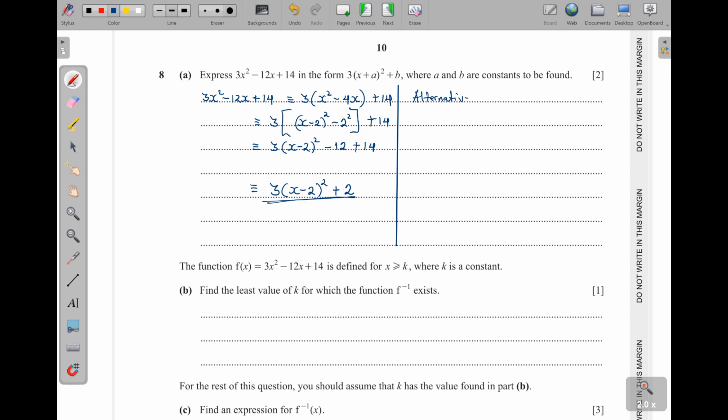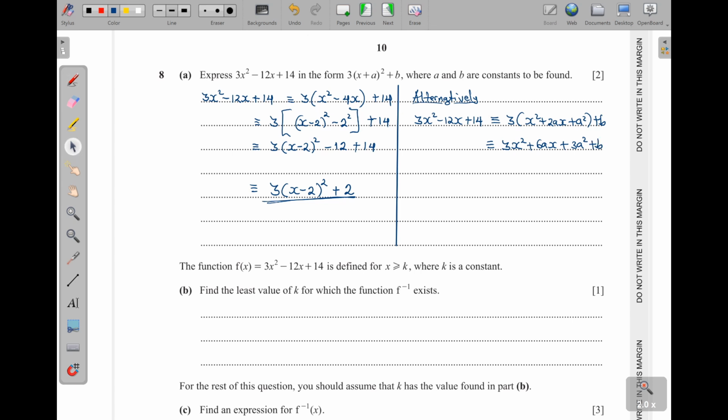Alternatively, you can expand and then equate coefficients. So you can say 3x squared minus 12x plus 14 is the same as this one here. So let's expand. This will be 3, inside the brackets we have x squared, then plus 2ax, then plus a squared, and then plus b. So when you open the brackets completely, this will be 3x squared, then plus 6ax, then plus 3a squared plus b.